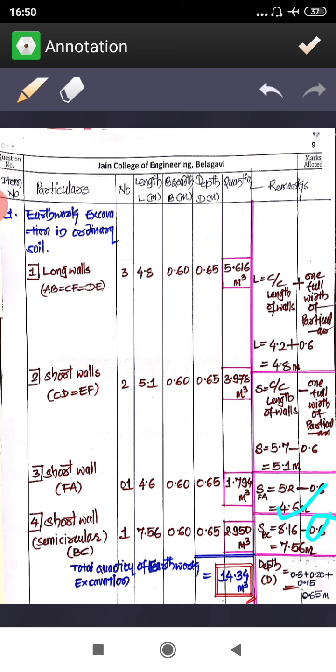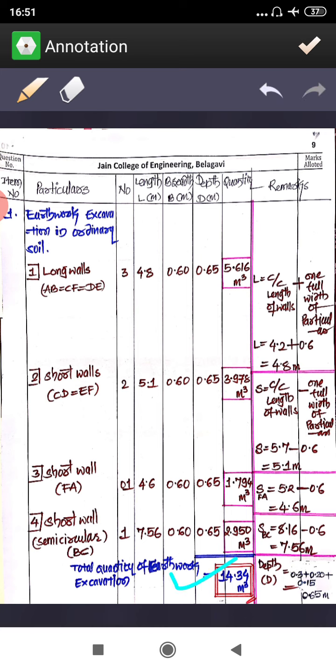Then the remaining short wall, that is BC, center to center of BC is 8.16 minus 0.6, you will be having the length as 7.56 meter. So the calculation for BC is 1 into 7.56 into 0.6 into 0.65, so you'll be having 2.950 meter cube. So altogether, if you add the total quantity of this, you'll be having 14.34 meter cube. Now this is the total quantity of earthwork excavation.